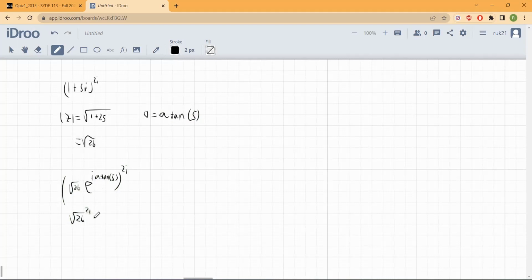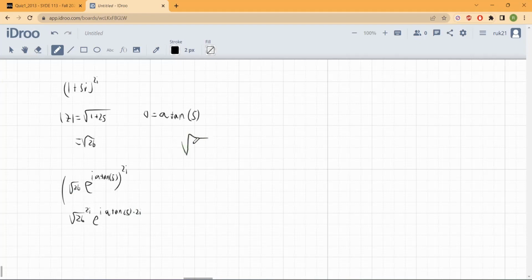26 to the power of 2i, and e to the i a tan 5 times 2i. So now what we're going to do is express root 26 to the power of 2i using e. And just, if anybody's confused, e is just a constant. It's called Euler's number. If e as a thing is really confusing, you can just think of it as 2, but it's not 2. Again, it's just a constant. It's a number.